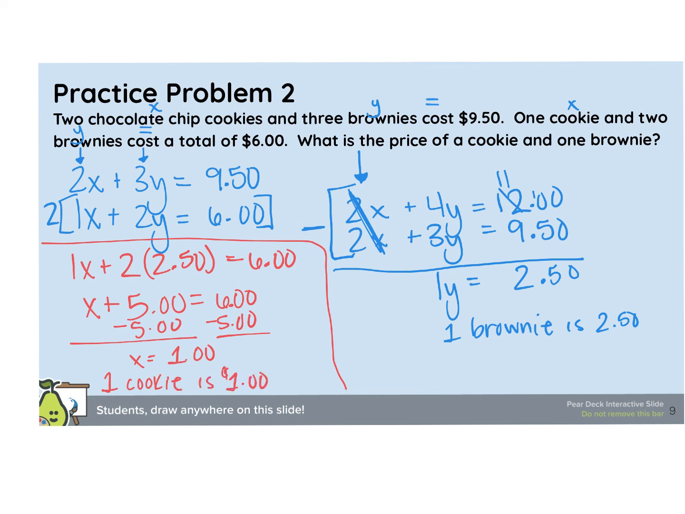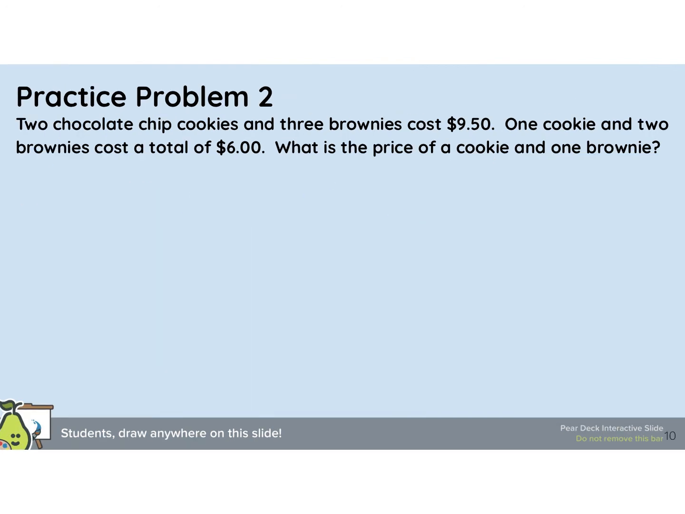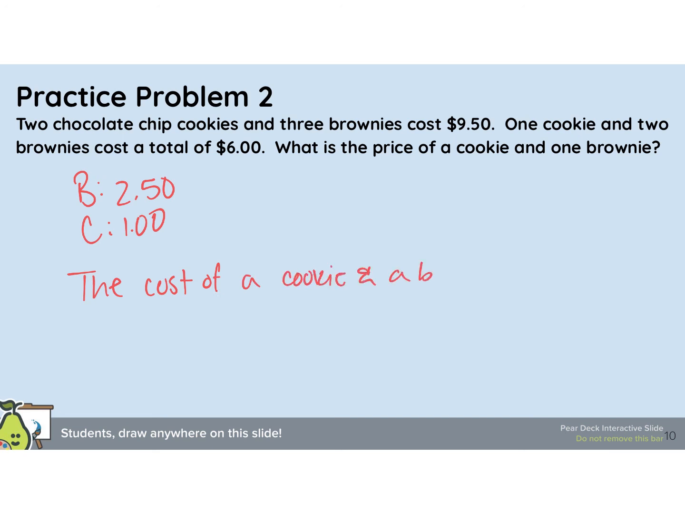But I have to answer the question. The question says, what is the price of a cookie and a brownie? So I'm going to go to the next slide because I'm out of room. The brownie was $2.50. The cookie was $1. So the cost of a cookie and a brownie is, add these up, $3.50.